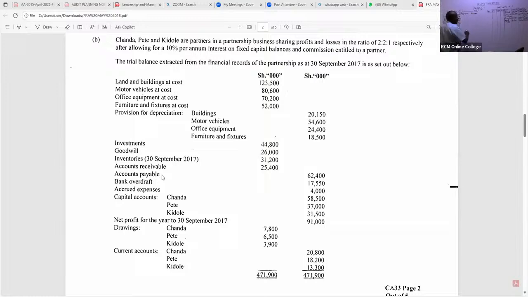Do we have any other liabilities that you can see there, ladies and gentlemen? And of course, they have told us here.